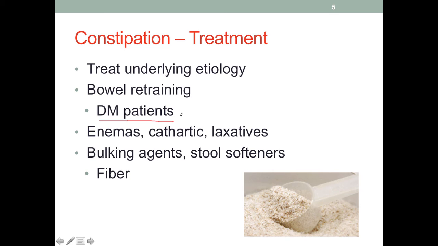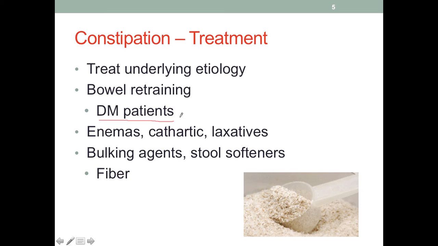So in this case, it would be pretty difficult to completely resolve the constipation because it's resulting from nerve damage due to the diabetes. So it's important that we make sure that these patients realize this so they don't have unrealistic expectations.